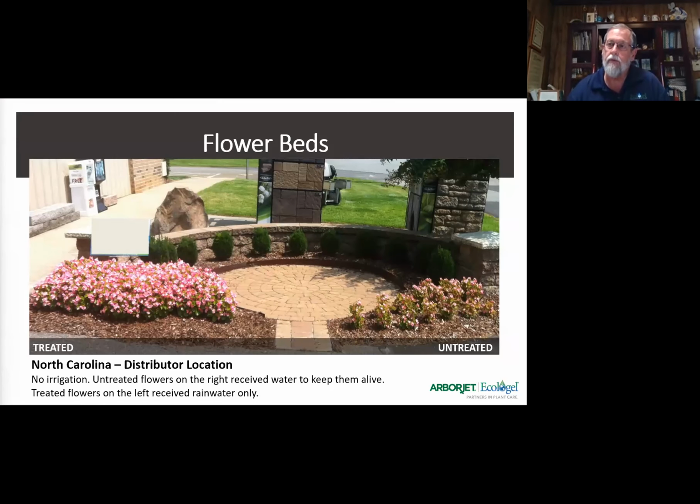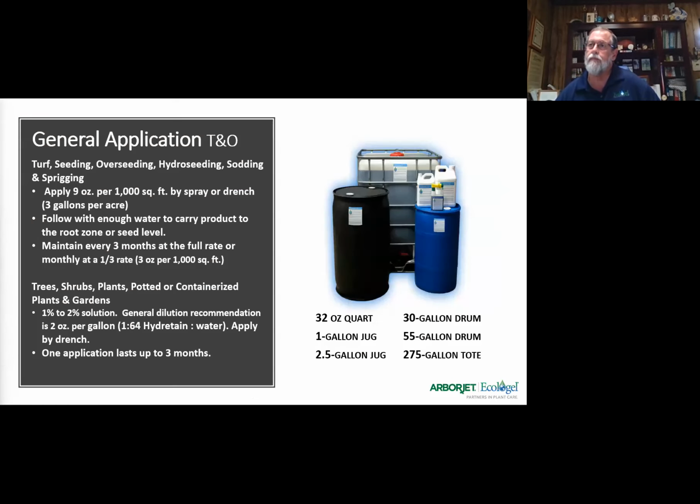We see that also in the landscape with something like begonias. The ones on the left had Hydretain included as a granular at planting. The right was not. There's no irrigation on these, and you see those plants on the left are performing well with just whatever Mother Nature gives in the form of rainfall. Again, it is optimizing the uptake of the nutrients in that soil. It is very important that we manage the soil moisture to optimize nutrient uptake.